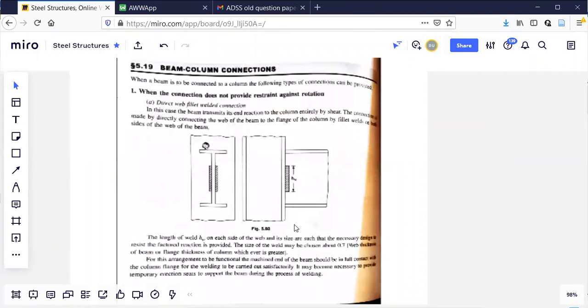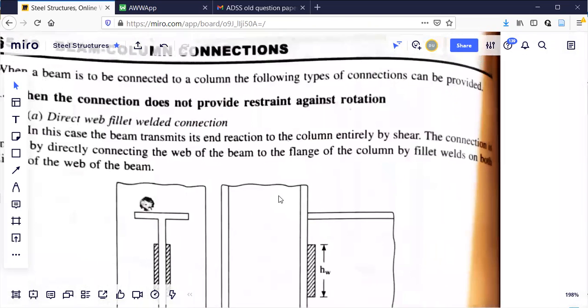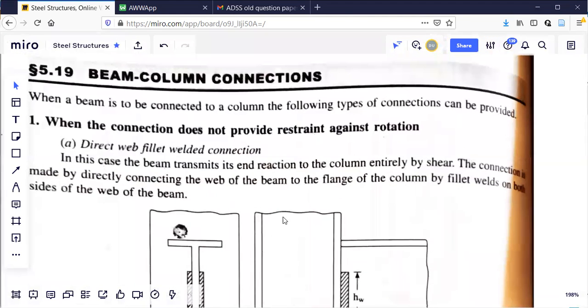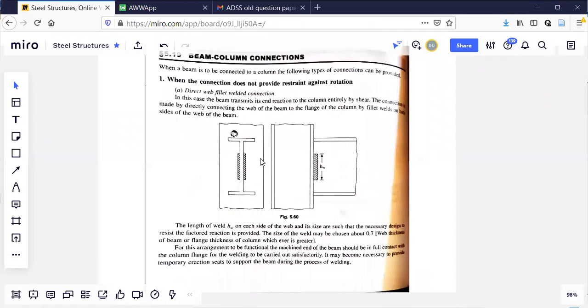Beam column connection. When a beam is connected to a column, the following types. I'll not go into the details of that here. I have taken this particular one from Ramamurtam textbook. I'm referring Subramanyam and Ramamurtam here, and also Duggal.